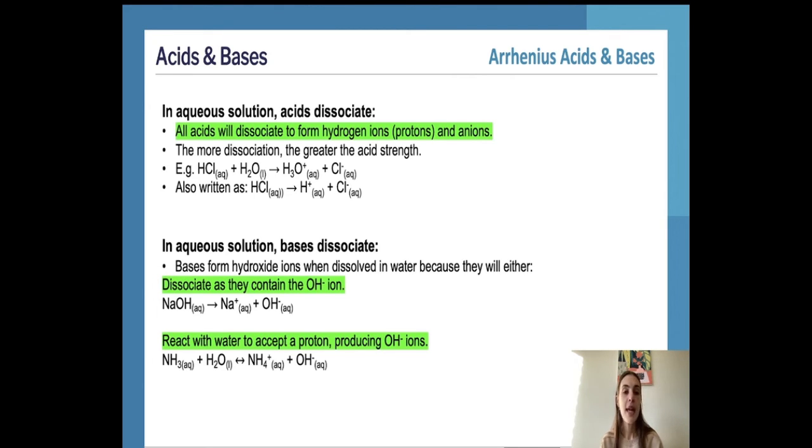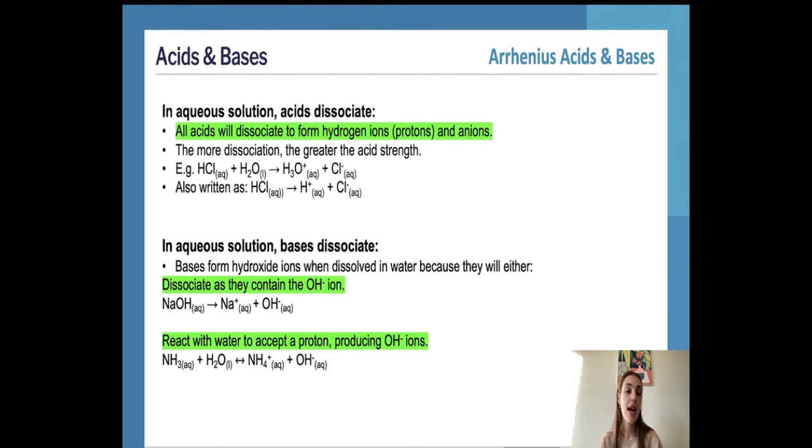But when we consider bases, they're going to do the exact same thing, except forming hydroxide ions. So bases are going to form hydroxide ions when dissolved in water, because they can dissociate due to containing the hydroxide ion. For example, sodium hydroxide, which is a very strong base, can dissociate into Na+ and OH-, and so the OH- is what is characteristic of a basic solution. So it has that OH- because it is basic.